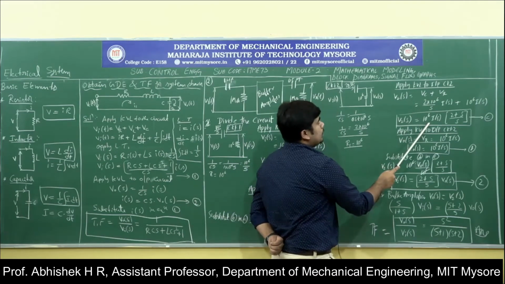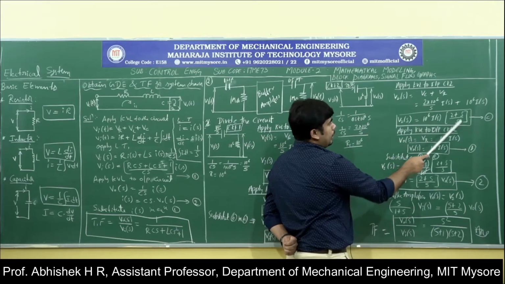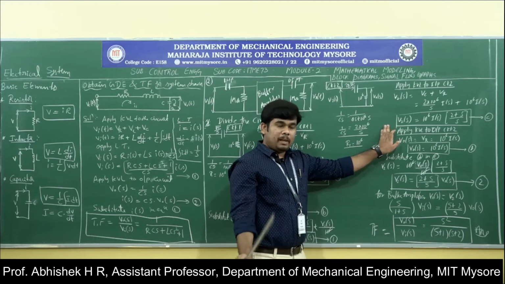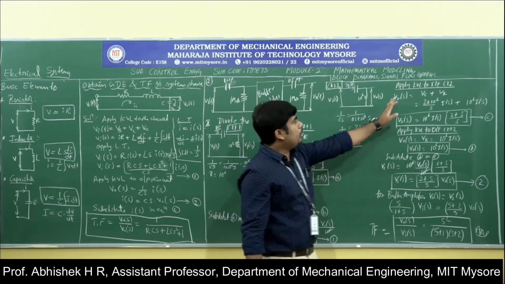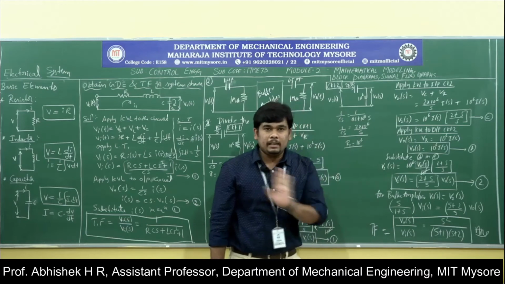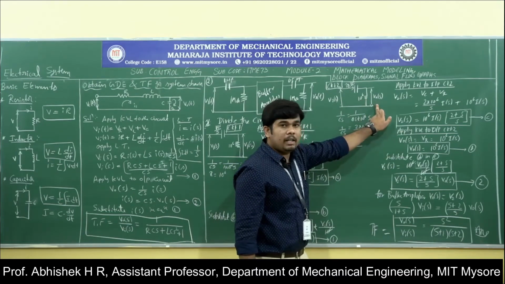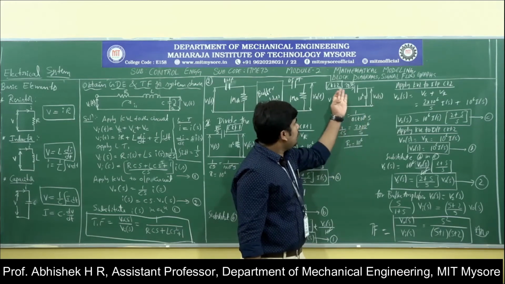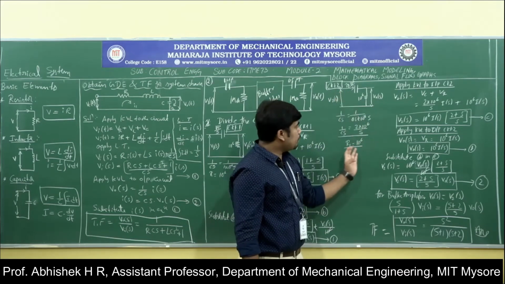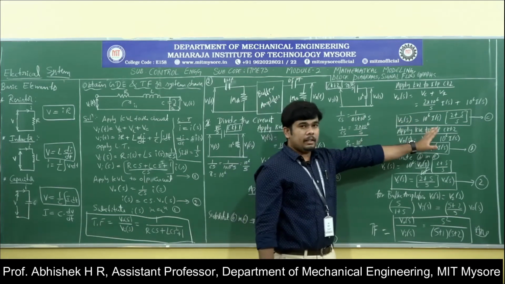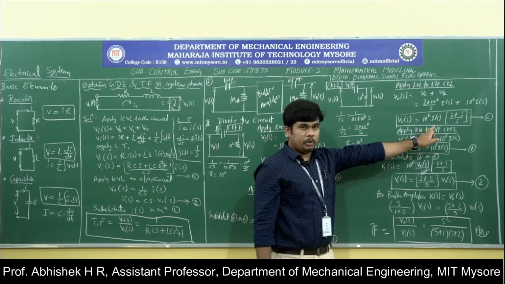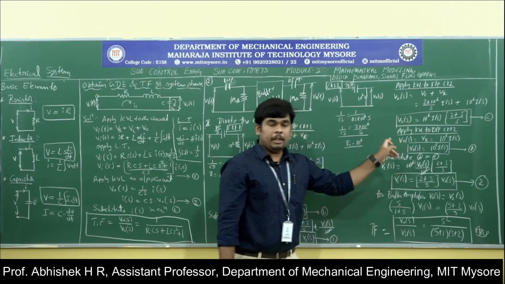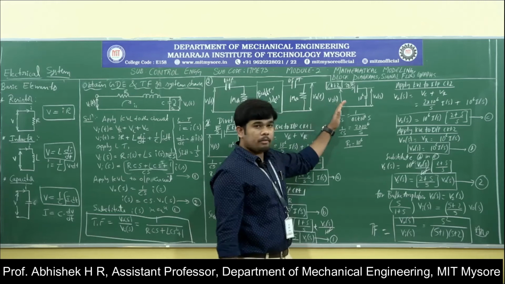So V2 of S is equal to 10 to the power of 6 I of S into (2 plus S) by S. I have just applied Kirchhoff's voltage law for the second half of the circuit. We have a capacitance, we have a resistance. They have given some value for the capacitance. I have just modified that value and entered it, and I got V2, the input voltage. So V2 of S is the input to the second half of the circuit.